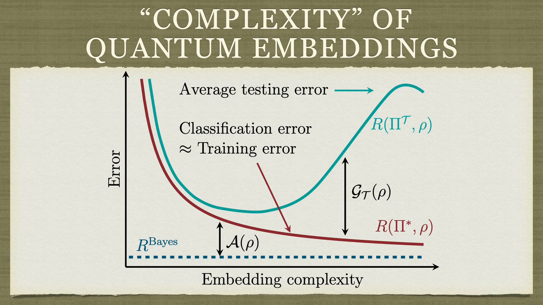But on the other hand, the average testing error, which is the light blue curve, is basically the average loss with the classifier built from data, namely from the training set. It cannot be smaller than the classification error, and the difference between the light blue and the red curves, which is what I call G capital T here, is the generalization error, which clearly depends on the training set. So this studies how the data-driven classifier performs with unseen data.